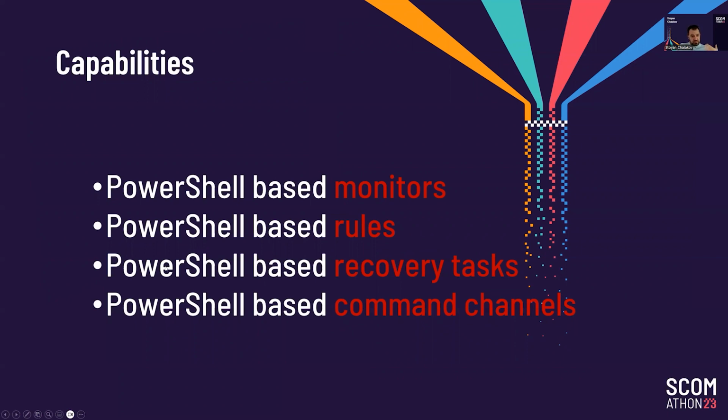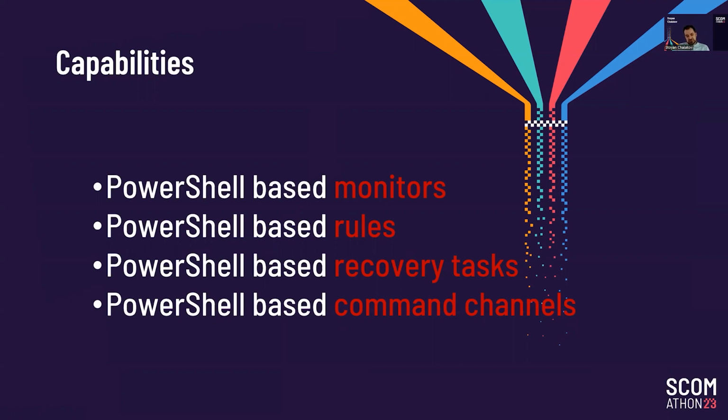Those, as we all know, can be used to monitor custom metrics, event logs, performance counters for a wide range of infrastructure components, including servers, applications, and also databases. Of course, PowerShell-based rules are used to detect specific events or conditions such as a service failing or a disk running out of space, and then execute corrective actions such as restarting a service or triggering an alert.